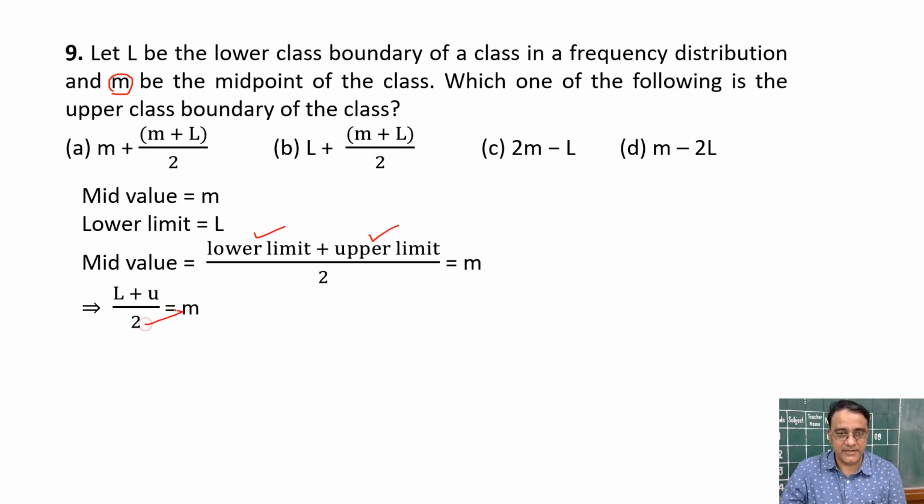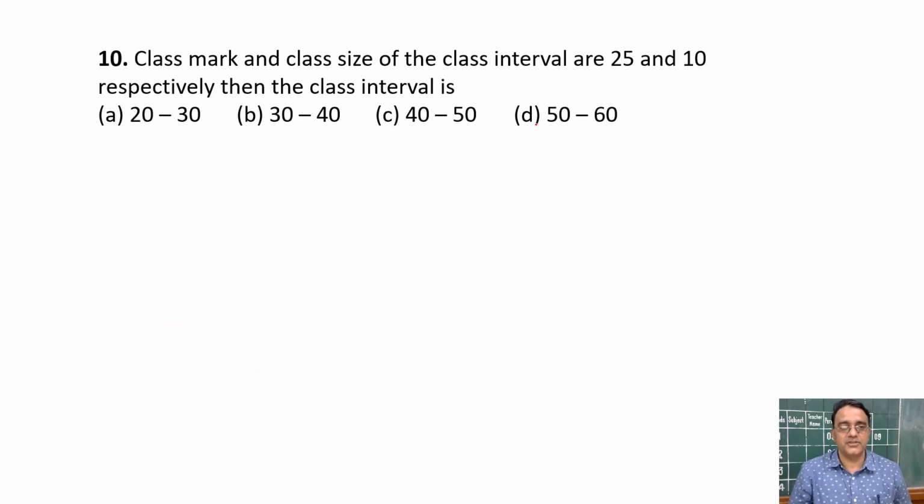Again cross multiply, we'll get 2M. Now this time we will shift L to this side. So we'll get U is equal to 2M minus L. This is the answer, and the correct option is Option C. Option C, right. So now we are moving towards question number 10.